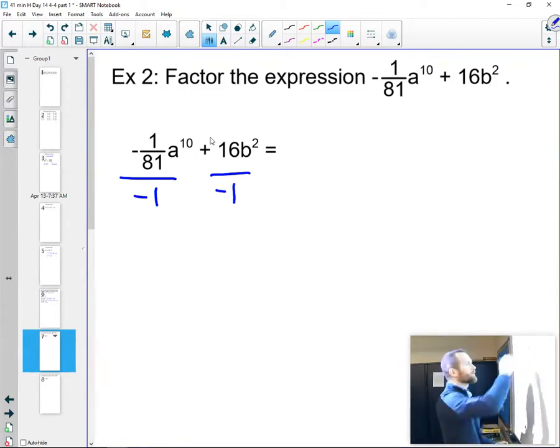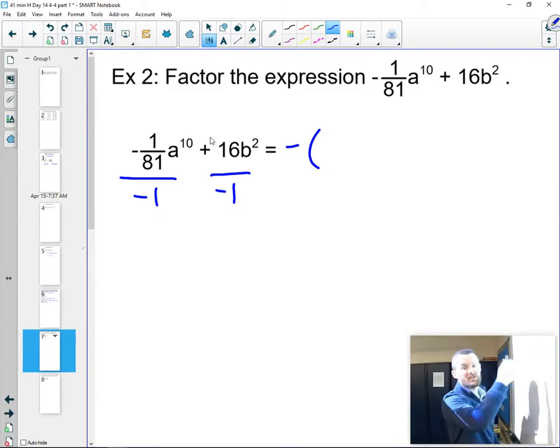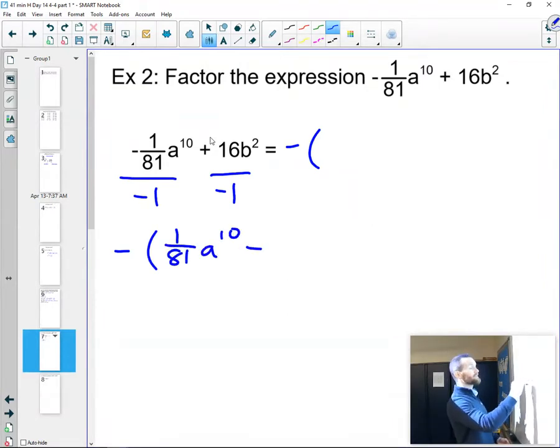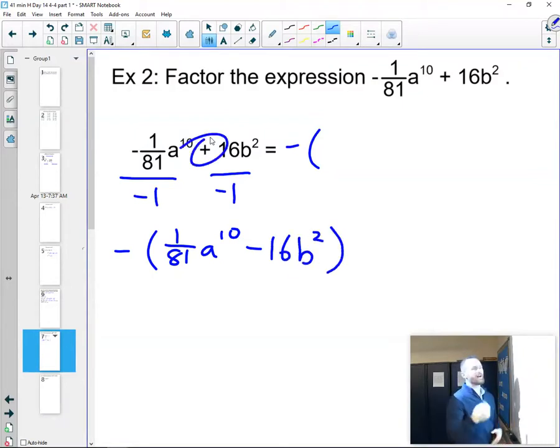I'm going to divide by a negative 1. So our answer is going to be negative times something. We don't know what's in the parentheses yet, but we'll get there in a second. So it's going to be negative 1 in front, or just negative, times 1 over 81a to the 10th minus 16b squared. So now that plus in front, once we divided out a negative 1, became a negative. Now we can use difference of squares.